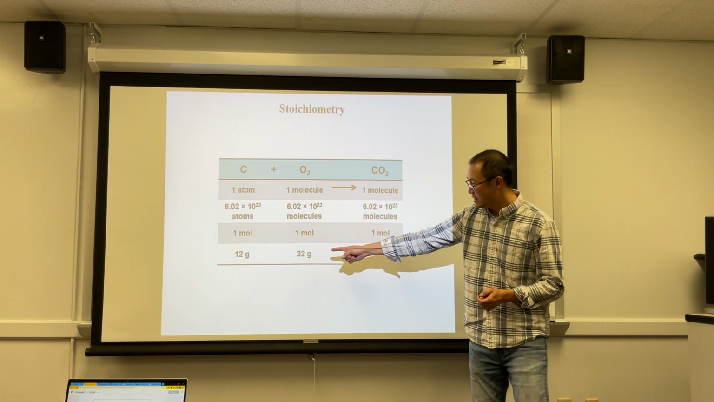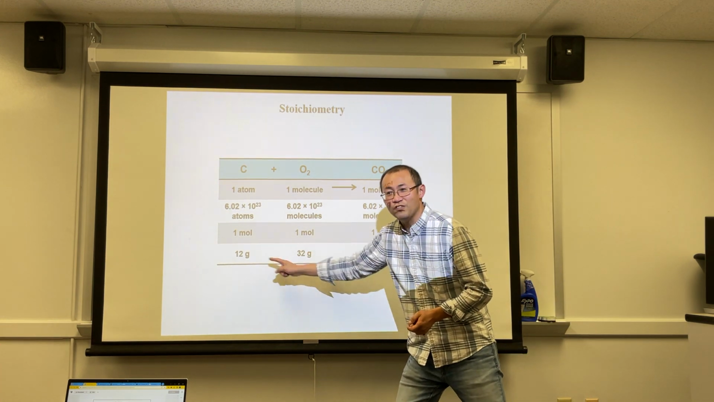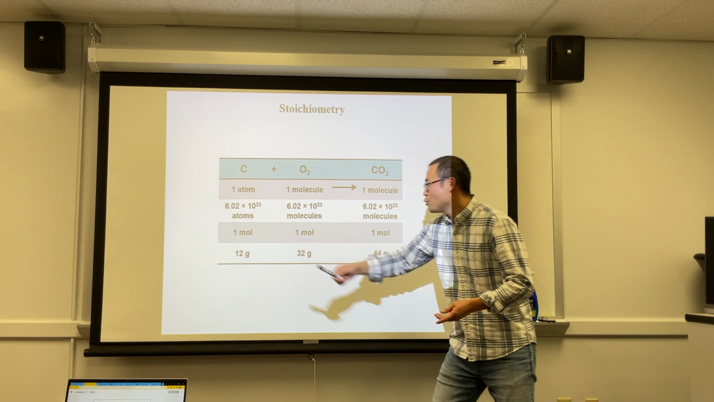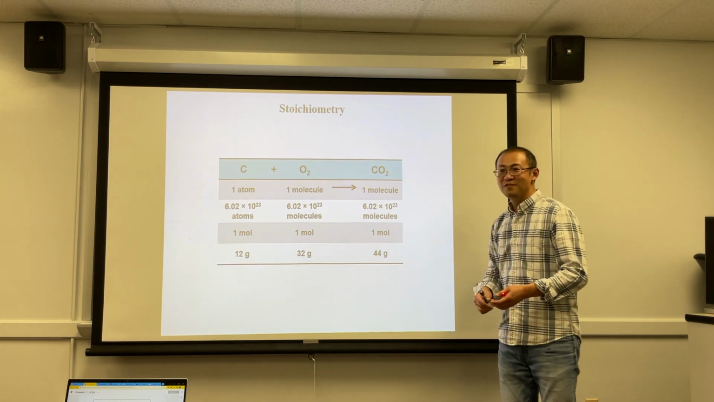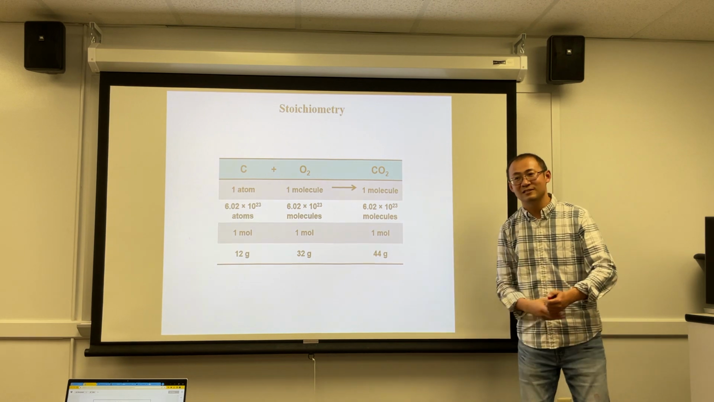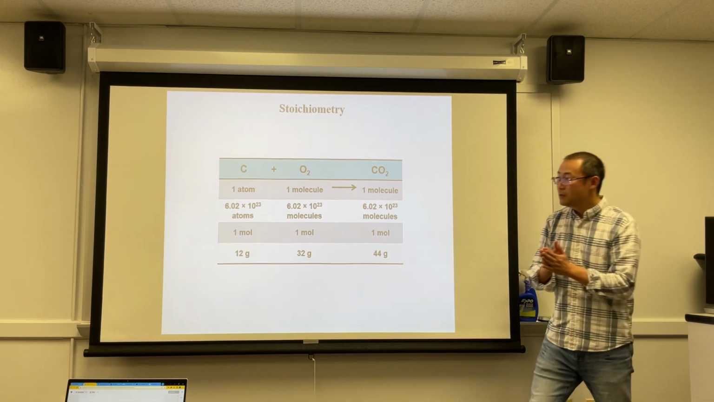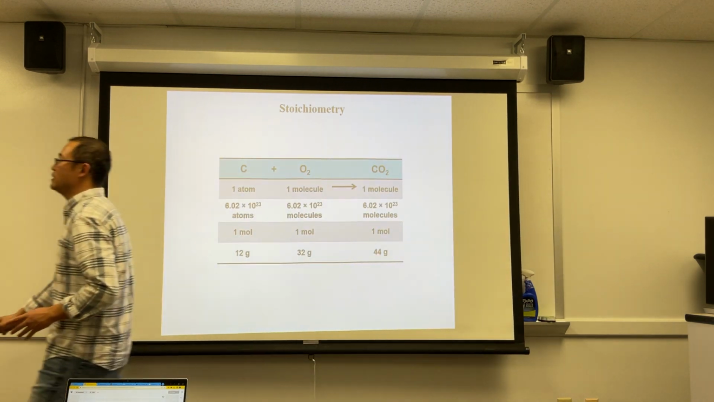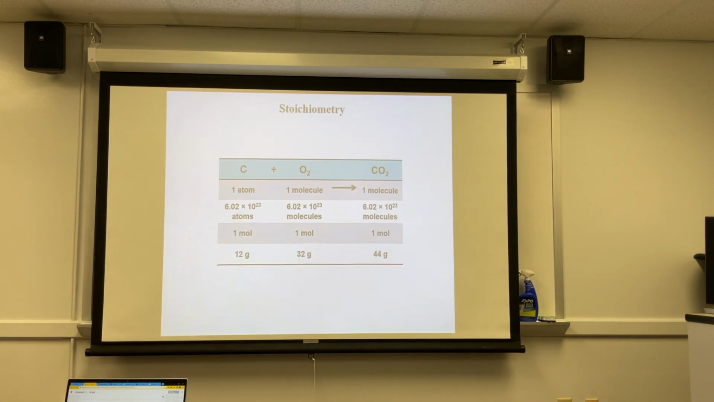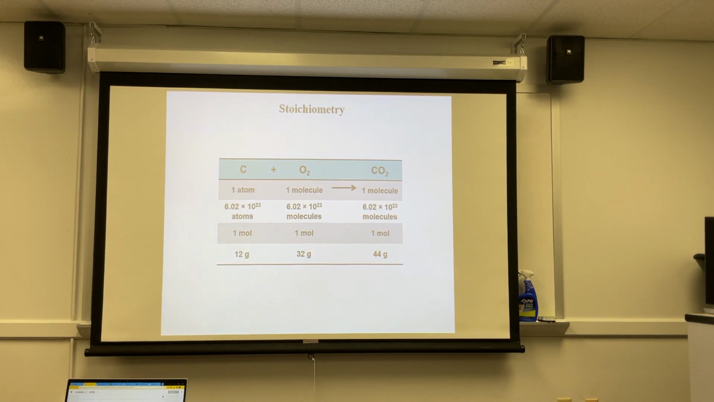And also, by the way, you can see that this balanced reaction satisfies the law of conservation of mass, right? 12 plus 32 is 44. Why? Because this reaction is balanced. So that's all for chapter 3. Again, the last half of the calculation needs a lot of practice. Okay, our questions won't be difficult. They will be very simple.